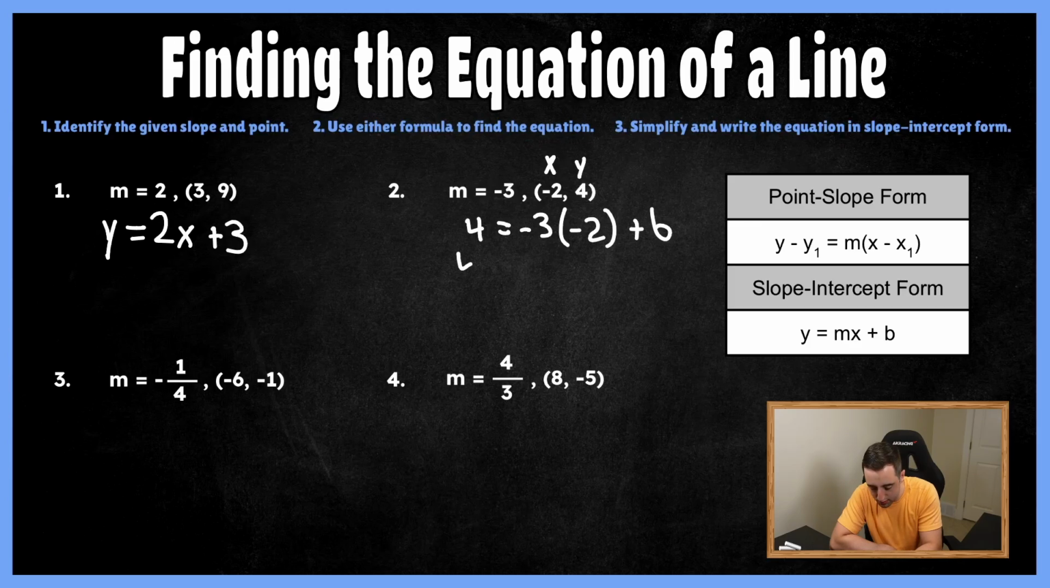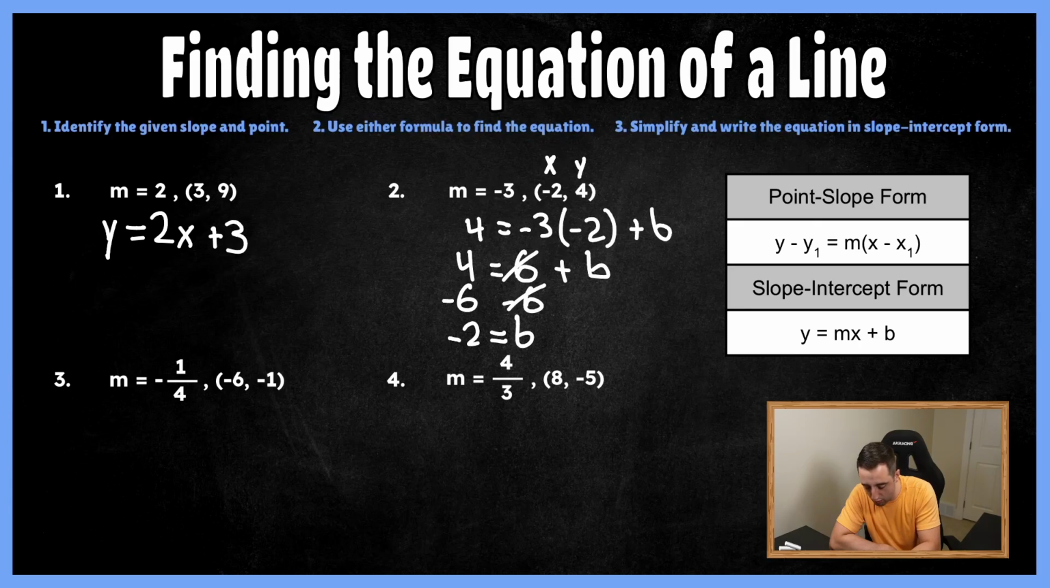So let's do our multiplying. So negative 3 times negative 2 is a positive 6. We bring down that plus b. Let's subtract 6 to get b by itself. So 6 minus 6, that goes away. 4 minus 6 is negative 2 is equal to b.